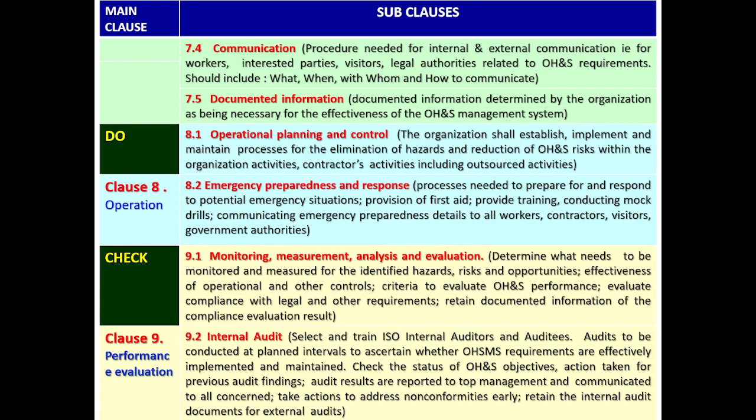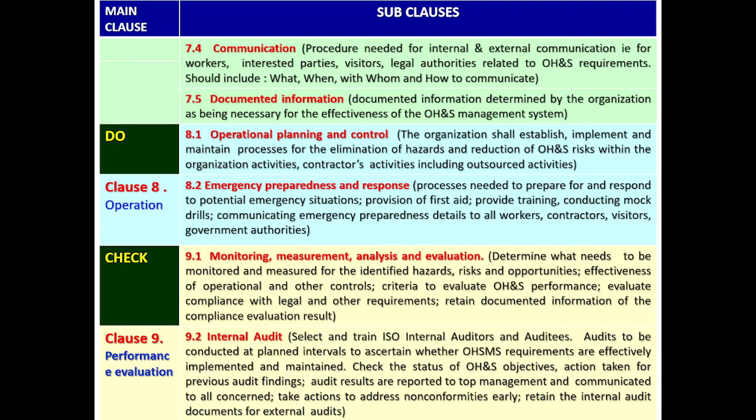Select and train ISO auditors and auditees. Audits to be conducted at planned intervals to ascertain whether occupational safety management requirements are effectively implemented and maintained. Check the status of occupational safety objectives and their targets. Check whether the actions taken for previous audit findings are effective.